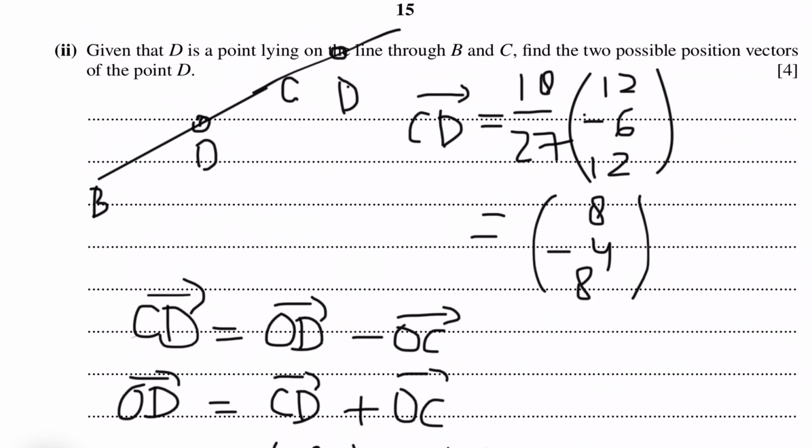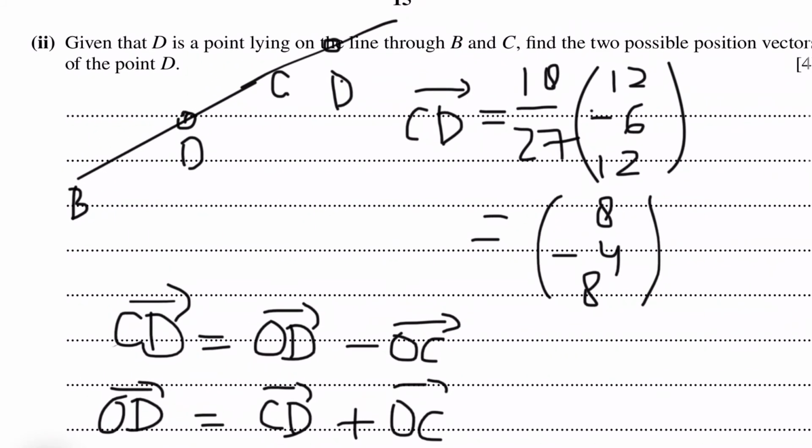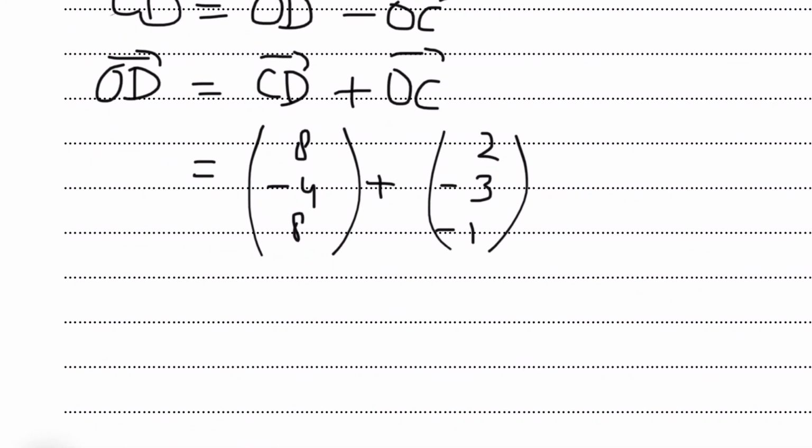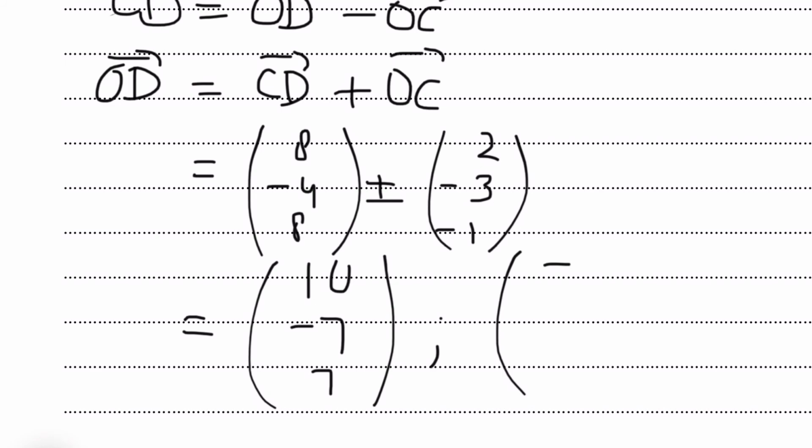But since there are two values, it can either be here or here. You can also minus 2, -3, -1. So your values are 10, -7, 7, or negative 6, 1, 9.